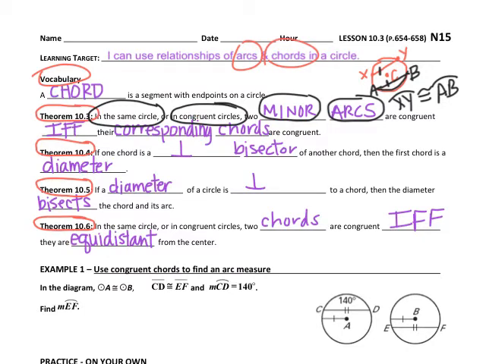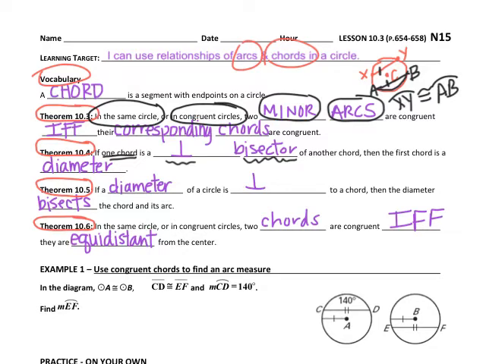It says, if one chord is a perpendicular bisector of another chord, then the first chord is a diameter. So we need to consider the one chord. If that one chord is cutting another chord in half, and it's perpendicular to it, then that one chord is a diameter. So the initial chord happens to be a diameter if it's a perpendicular bisector of some other chord inside the circle. That's a tricky one. We're going to look at that several times in our examples.